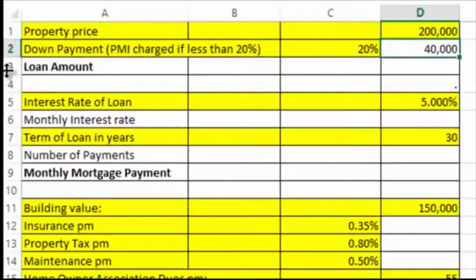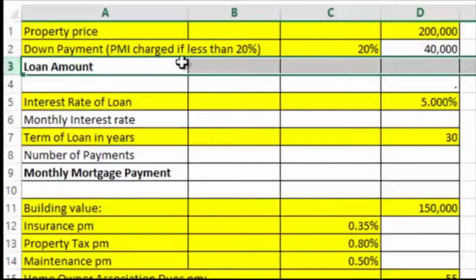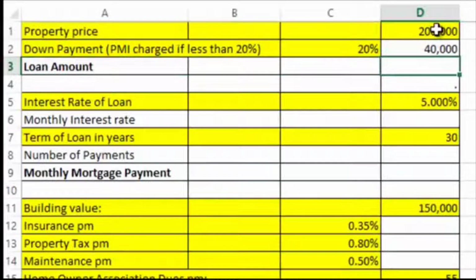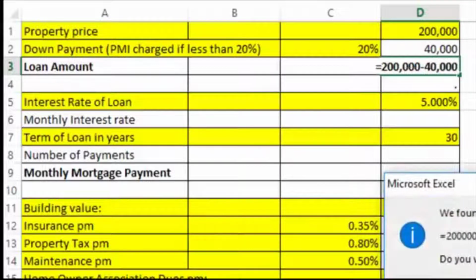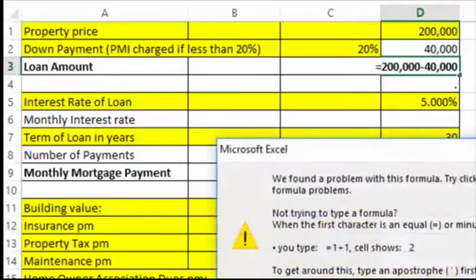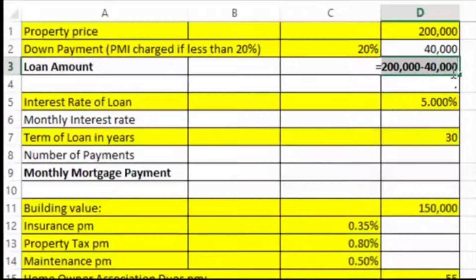So now we have to get our loan amount, which is on row 3 here. Our loan amount is going to be the property price minus the down payment of 40,000. So it's going to be equals, and again, instead of just typing in 200,000 minus 40,000, that's not a good idea because we're not referencing cells. I'm going to go equals D1 subtract D2.